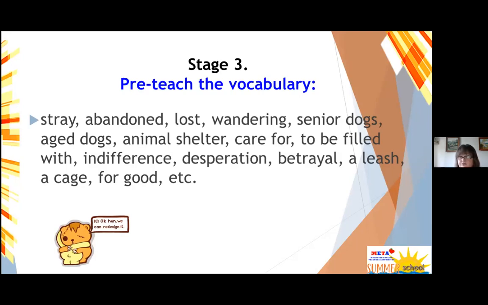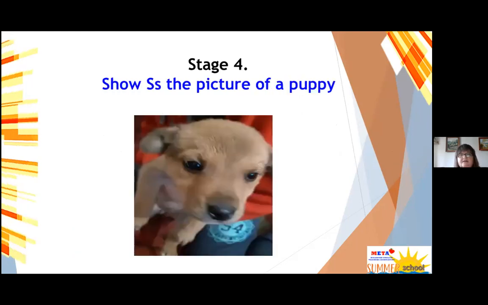And you will see how our learners can use this vocabulary in practice. It's up to you, teachers, what vocabulary teaching techniques you're going to use. Again, it depends on you. Well, as for the next stage, I suggest showing the picture of a puppy. It's an adorable puppy here from Wales.